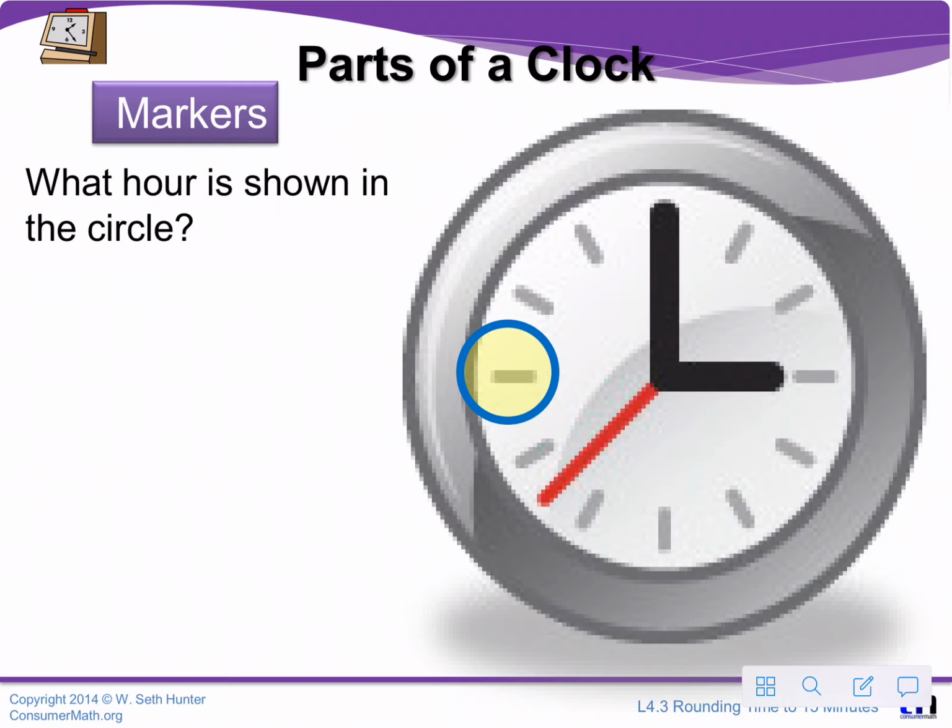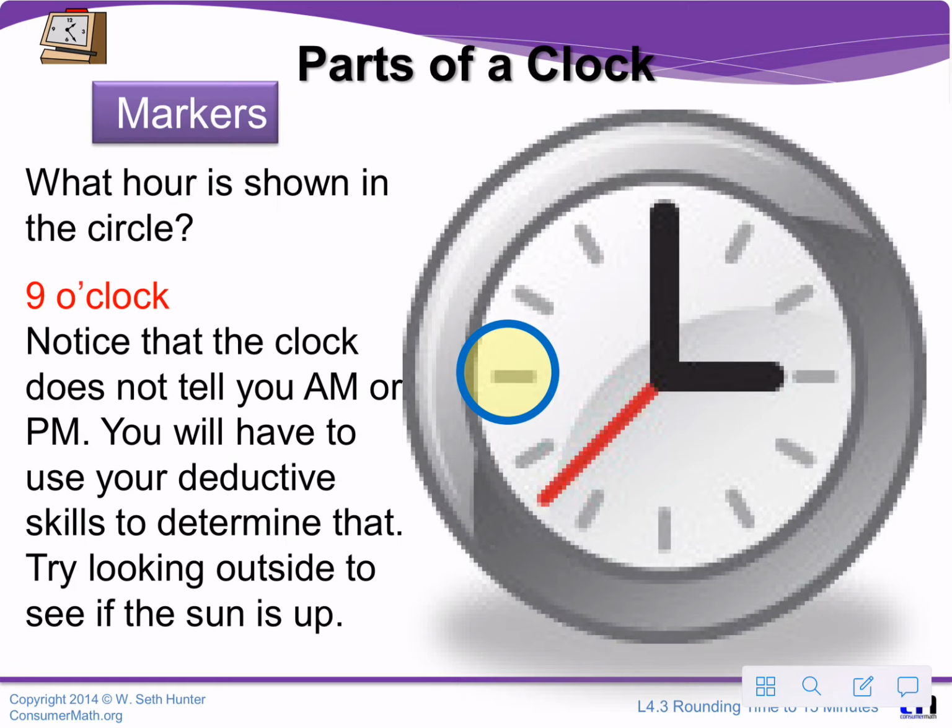What hour is shown in the circle? 9 o'clock. Notice that the clock does not tell you AM or PM. You have to use your deductive skills to determine that. Try looking outside to see if the sun is up.